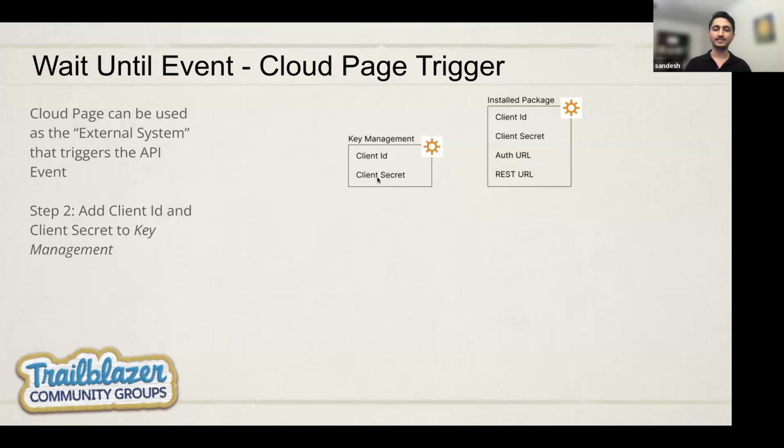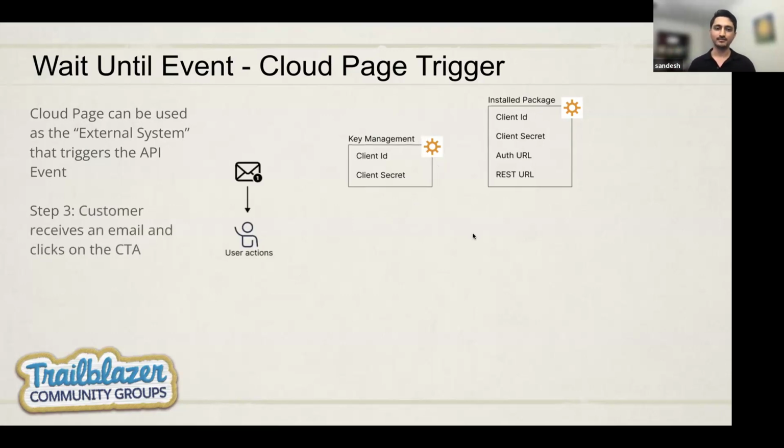Right? So we add these in here so that we can refer to them by names and not by their real values. So if my client ID is 123 and my client secret is ABC, once you add them to key management, they might be called client ID for wait until event, like literally that text, right? And you will not be revealing that 123 and ABC to anybody that might have access to your code.